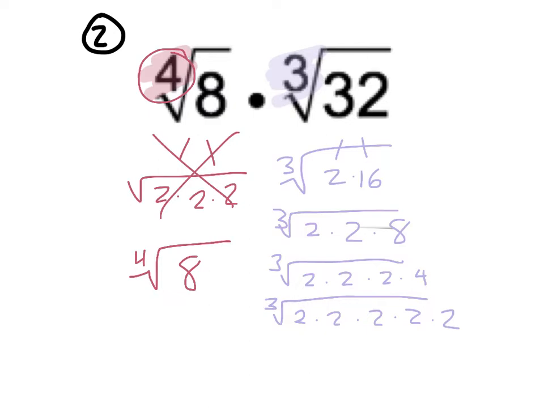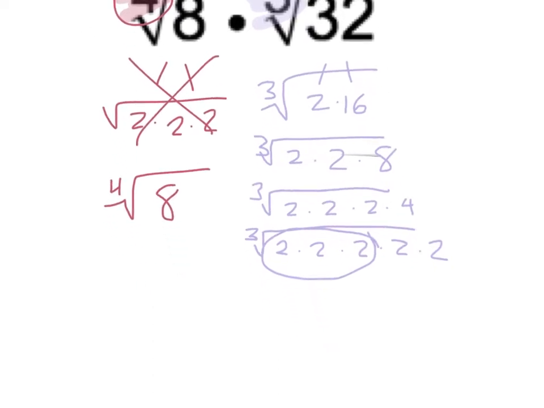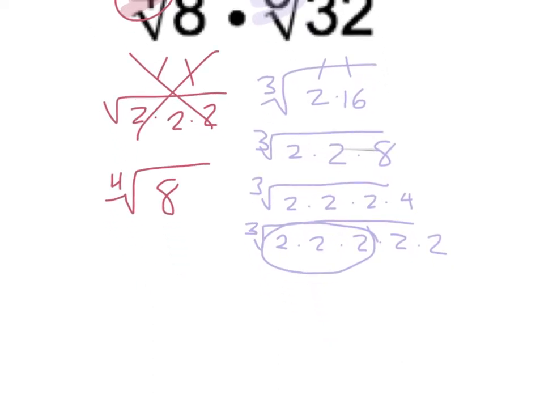So since our index is 3, we need to be circling groups of 3 numbers. So we have 3 2's that we can circle, but we're left with 2 2's on the inside. So we can take a 2 out, but then we're still left with the cubed root of, and we just multiply what's left on the inside. So we have 2 2's left on the inside that we can't take out, so we multiply those together. So on the inside, we're going to be left with 4. So our final answer is the 4th root of 8 times 2 times the cubed root of 4.